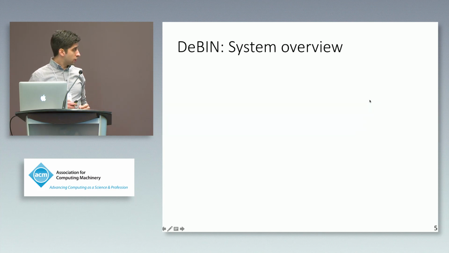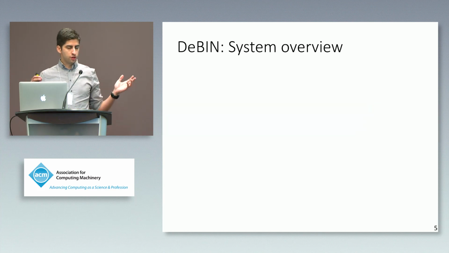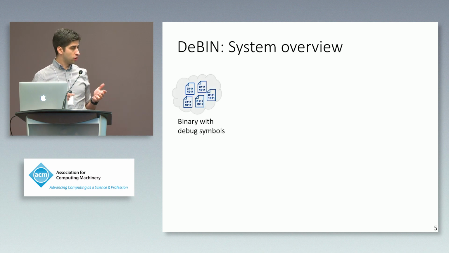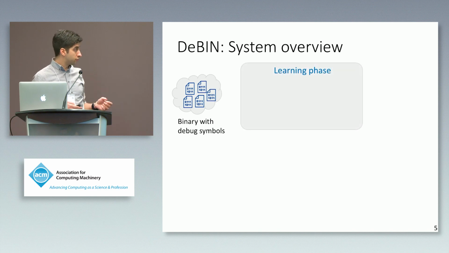Okay, so next I'll give you a high-level overview of how Debin achieves this. And so it's based on machine learning. And the idea first is to learn from a lot of binaries that do have the debugging symbols in them to capture this kind of information.